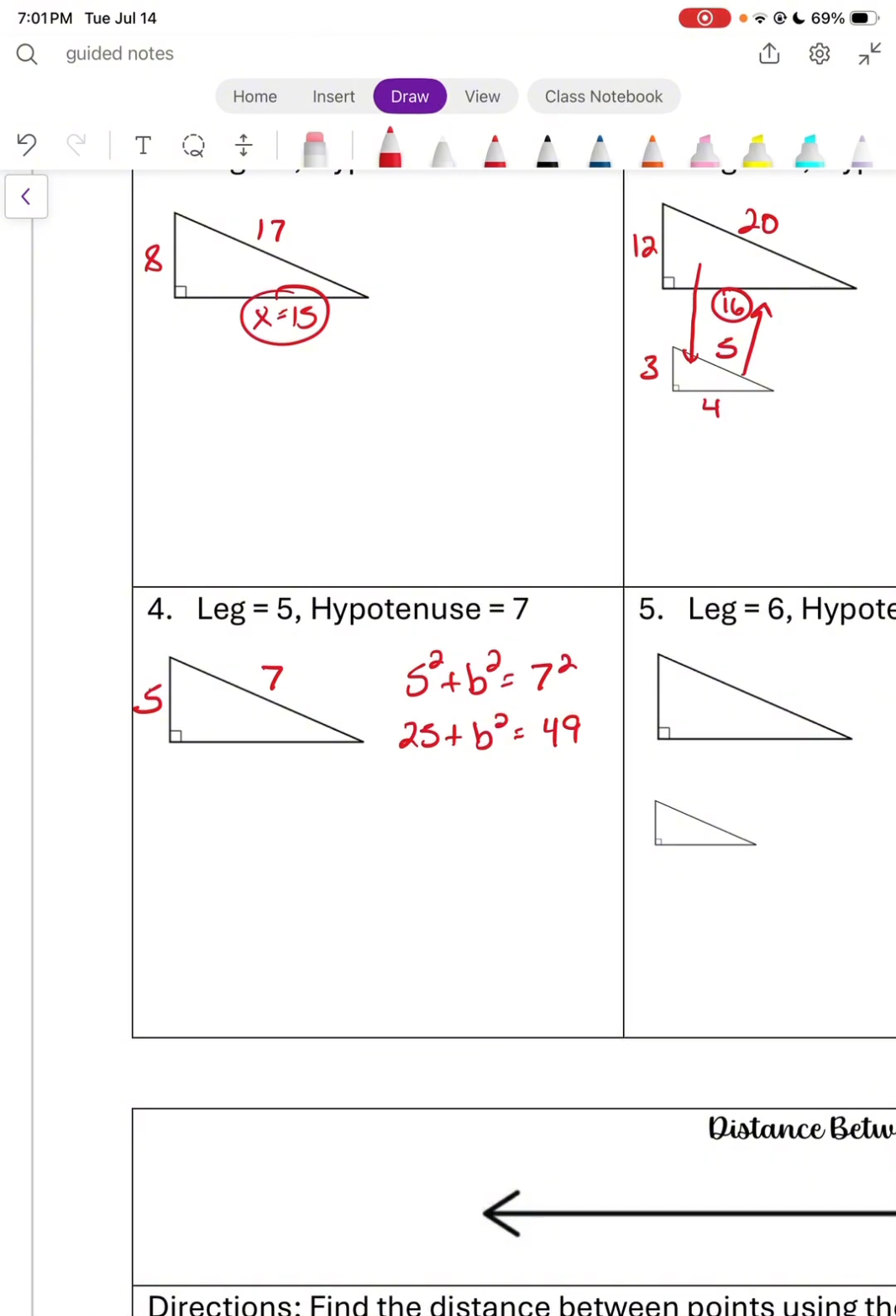Just bring your answer straight down. Now here's where this is different. To take 25 to the other side, if it's a positive 25, we can turn it into minus 25 and we can subtract. That gives me b squared is actually 24, so therefore b is the square root of 24.